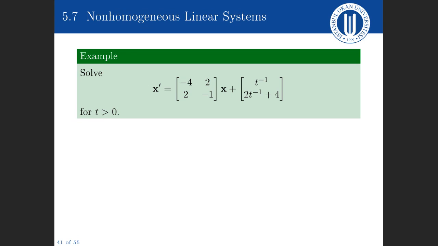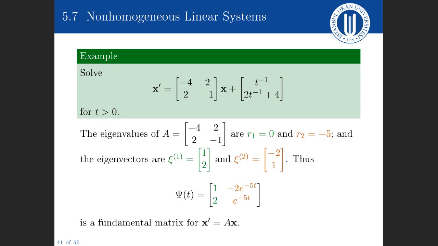One more example. Solve x prime is equal to the matrix minus 4, 2, minus 1, x, plus the vector function t to the power minus 1, 2 t to the power minus 1, plus 4. We need the eigenvalues and the eigenvectors. As soon as we know those, we can write down a fundamental matrix for the homogeneous system.